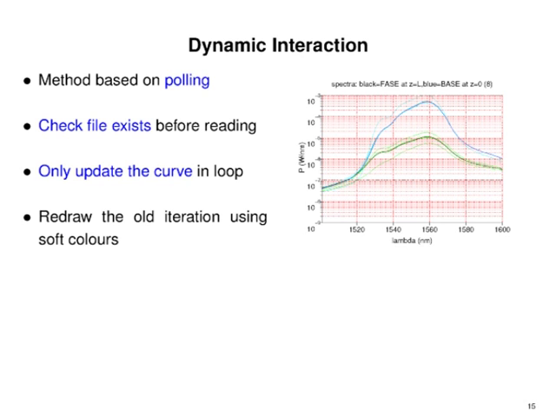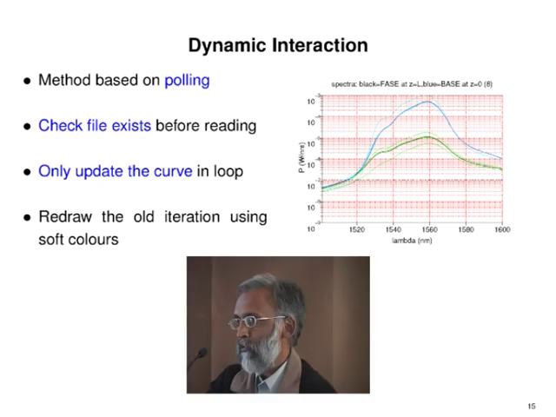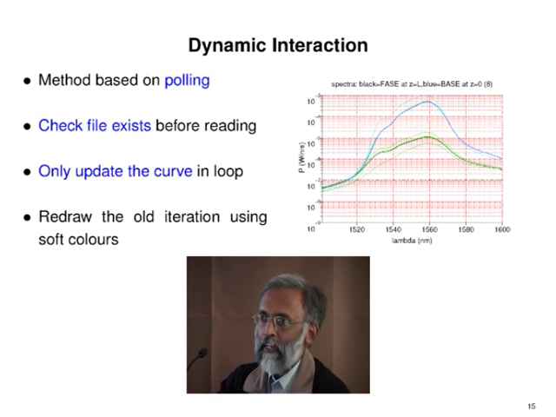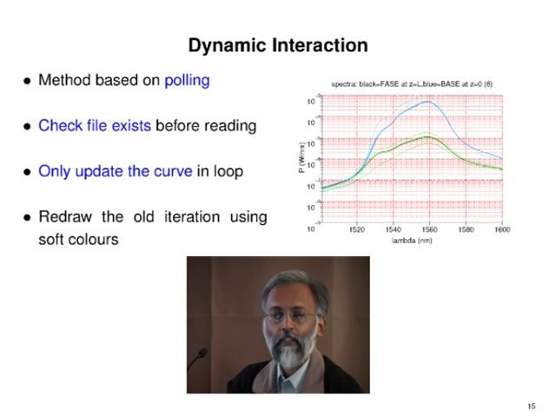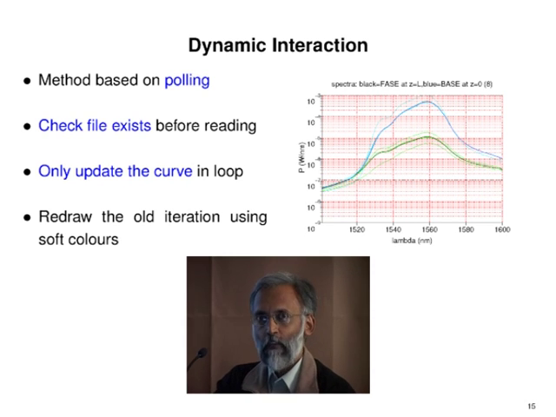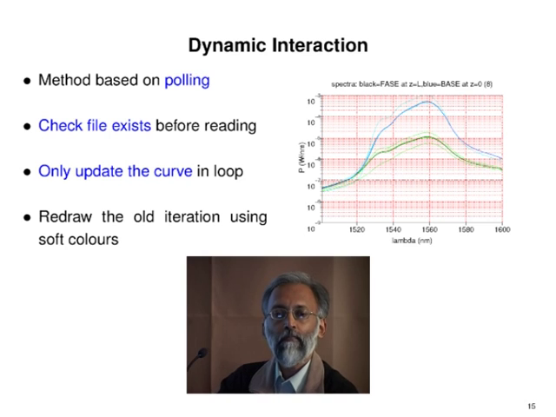Now, the dynamic interaction is almost as easy. Basically, all you have to do is polling. In fact, that's all you can do, because Scilab doesn't support inter-process communication as far as I know. So you can't have a named pipe, or semaphores and things like that, which allow Scilab to talk back and forth. So all you have to do is keep asking every now and then, and whenever an iteration has happened, you update the curve.